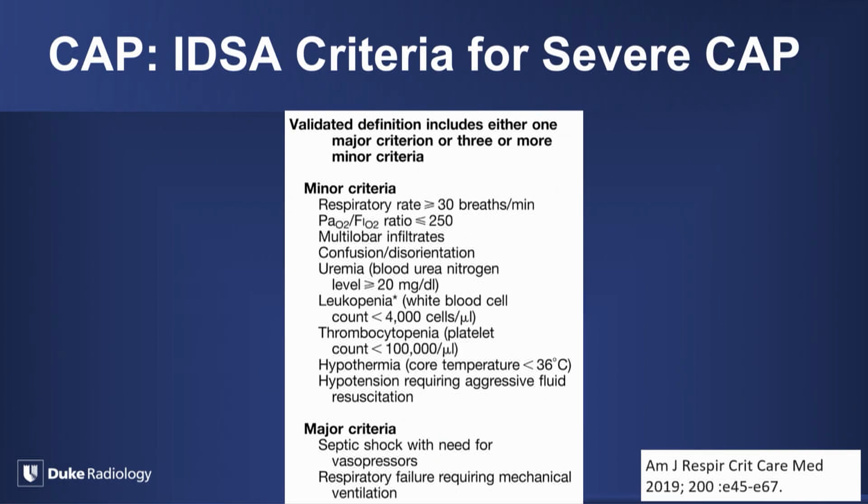Now, there's another set of criteria which is used. This is promulgated by the Infectious Disease Society of America, endorsed by the American Thoracic Society, also used for similar purposes. This is a much simpler algorithm, as you can see here. Most of it's clinical. The only thing from a radiologic perspective is multilobar opacities. So the presence of multilobar disease is an important risk stratifier in patients with known or suspected community-acquired pneumonia.